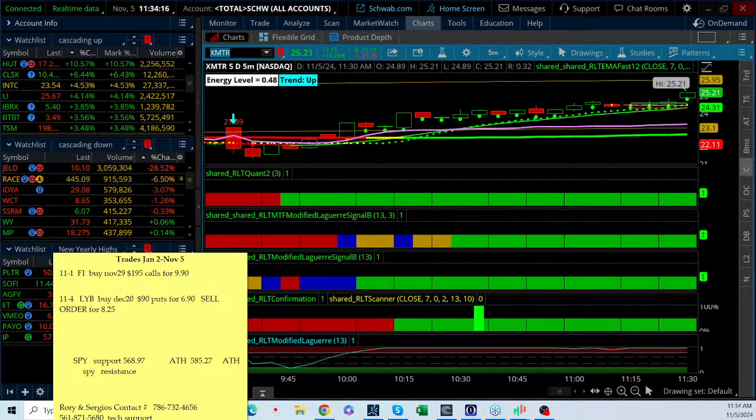XMTR has a nice move, but the options are really pretty unplayable. They've got them spread out really, really wide. $23 calls at 2.25 by 4.40, expiring November 15th. Crazy wide spread. Still left over from earnings, I'm assuming.